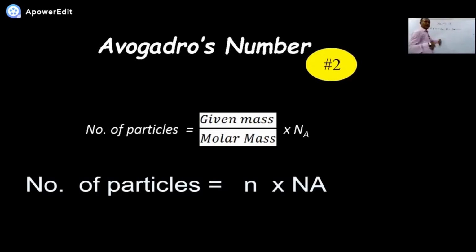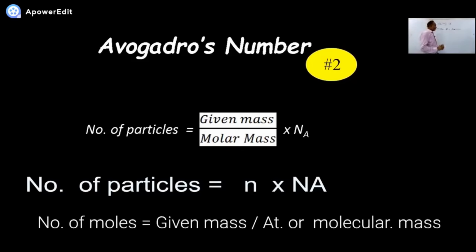Okay, now let's make the thing different. What is N? N means number of moles. How many of you remember the formula to find out the number of moles? Number of moles means N. Okay, you can write here moles is equal to, what was the formula? Given mass upon atomic or molecular mass, or simply you can say molar mass.